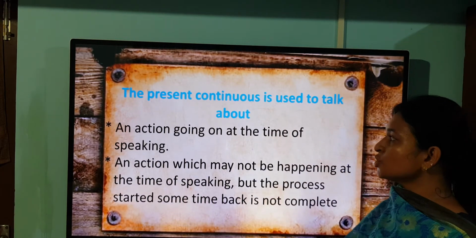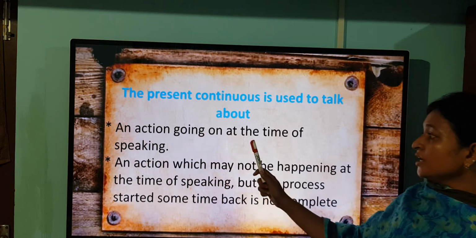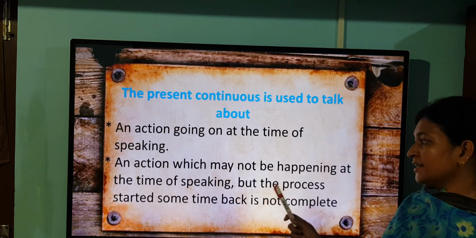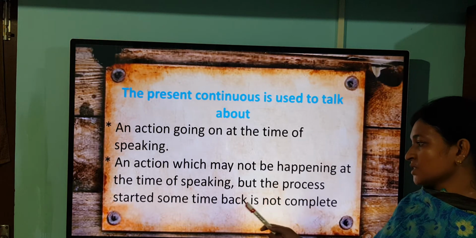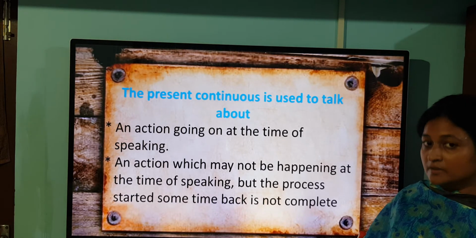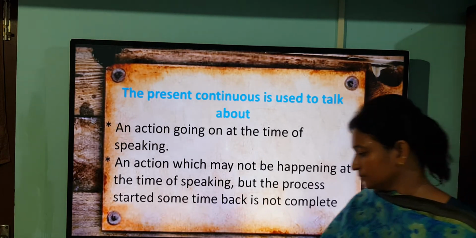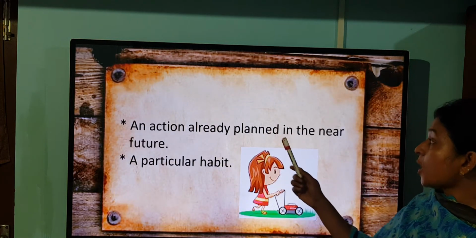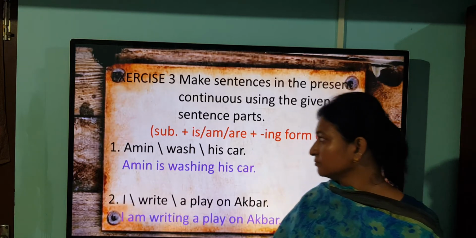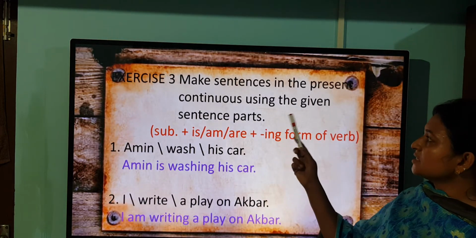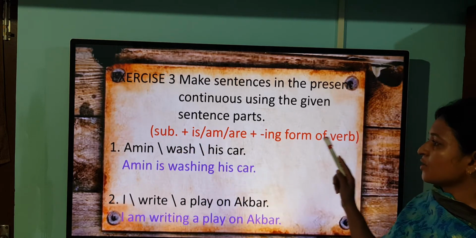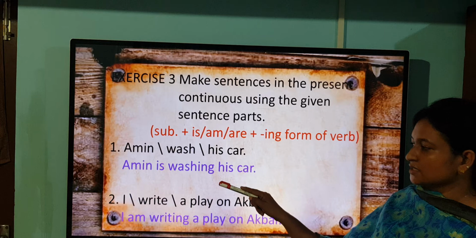Present continuous is used to talk about an action going on at the time of speaking. An action which may not be happening at the time of speaking, but the process started some time back and is not complete. Going on, it started some time back. An action already planned in the near future, a particular habit. So make sentences in the present continuous using the given sentence parts. So this is the formula which you have to use and frame these sentences.